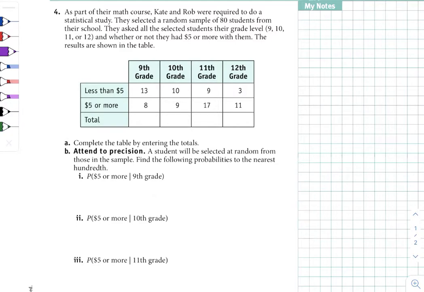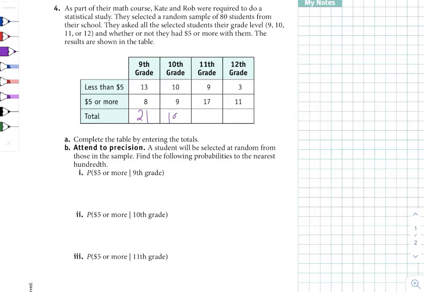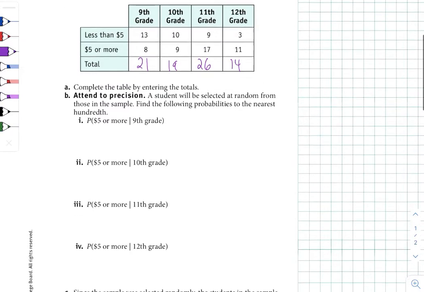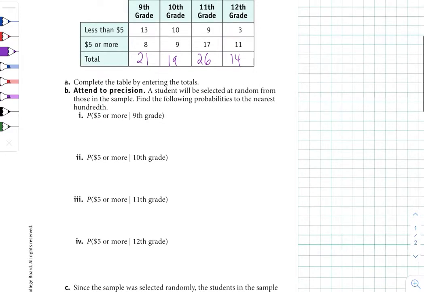We're going to go ahead and just add down to find those totals. So we're going to get 21, 19, 26, and 14. Write those in. All right, so all we needed to do there was just add straight down, right? So we get the totals in each grade. Now what we want to do is take a look at this table and try to find each of the probabilities listed in Part B.